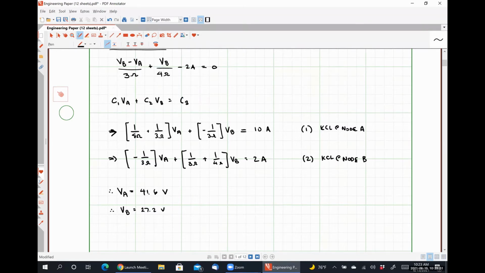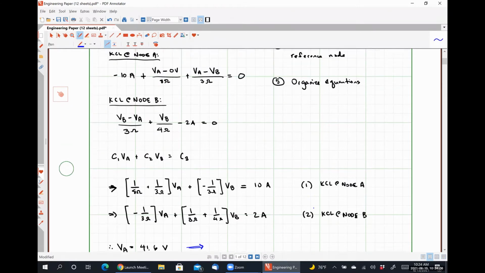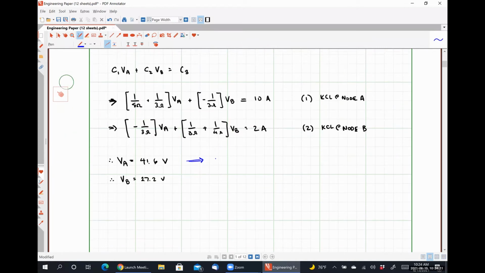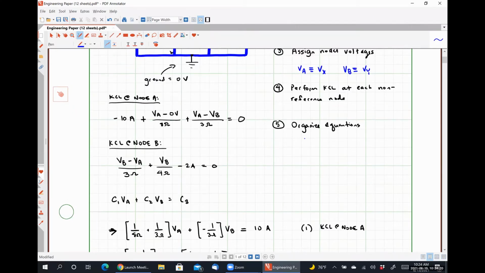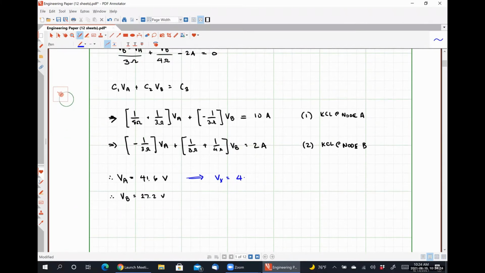All right, well, nobody's admitting they got anything different, and that's good because those are the correct answers for the nodal voltage at node A and the nodal voltage at node B. So we can easily say then that our voltage Vx, the voltage drop over that, I believe it's an 8-ohm resistor, yep, is 41.6 volts. And similarly, we can say that Vy, which is equal to VB, is 27.2 volts.